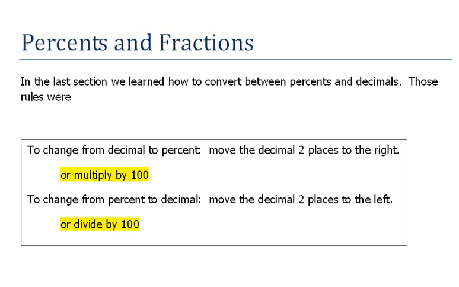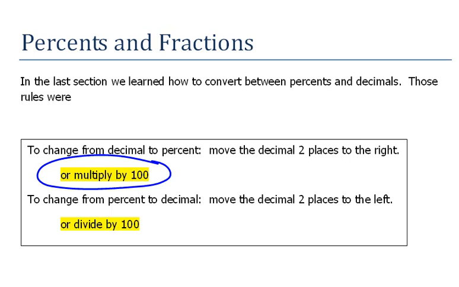Okay, in the last section, we learned how to convert between percents and decimals. And if you'll remember, we talked about those rules then. We said if we were going to change from a decimal to a percent, we had to move the decimal 2 places to the right, which was the exact same thing as multiplying by 100.